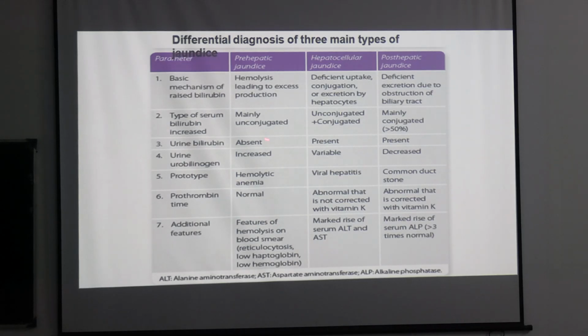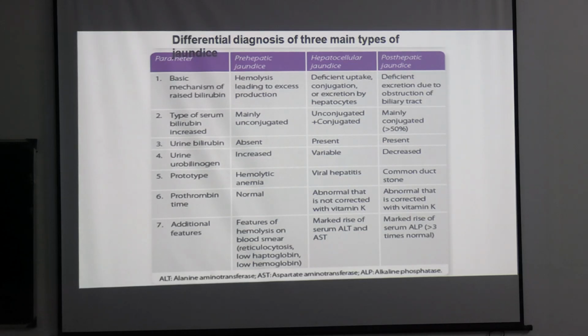Urine bilirubin, here it is absent, but in these two it will be present. Urine urobilinogen increases in pre-hepatic, here it is variable, here decreased. Prothrombin time is normal in pre-hepatic jaundice; in hepatocellular, abnormal, not corrected with vitamin K injection. Post-hepatic, corrected with vitamin K injection.